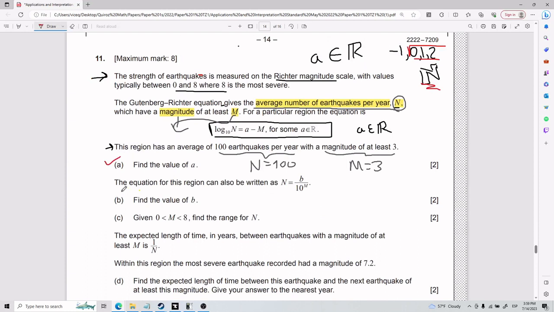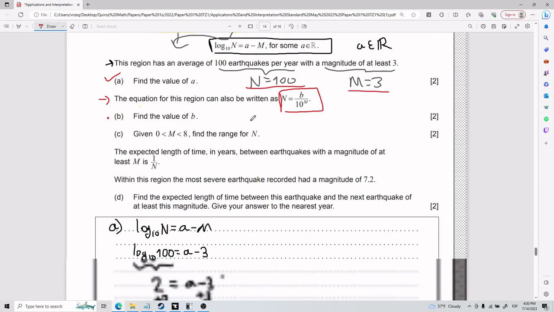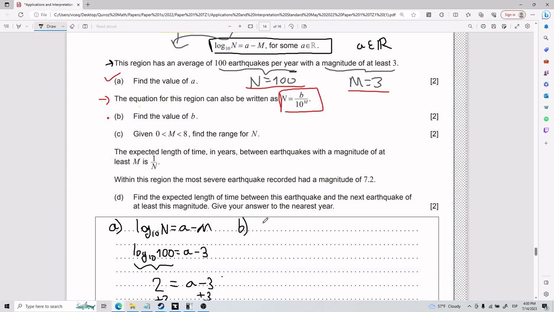Okay, so then they tell us that the equation for this region can also be written as n equals b divided by 10 to the power of m. I already said that n is 100 and that m is 3, so let's figure that out. So n is 100, which equals b divided by 10 to the power of 3.